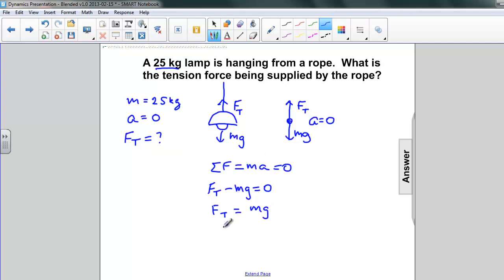Now, to find the values, we'll just plug in the numbers. M is 25 kilograms, and g, as we know, is 9.8 meters per second squared, and the result is 245 newtons.